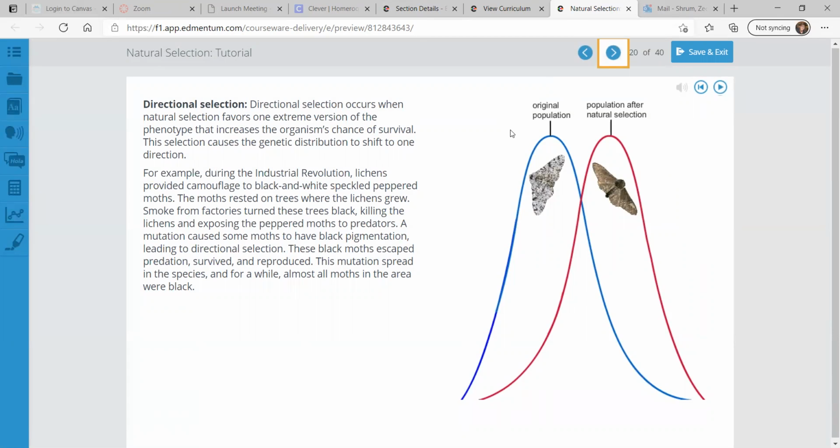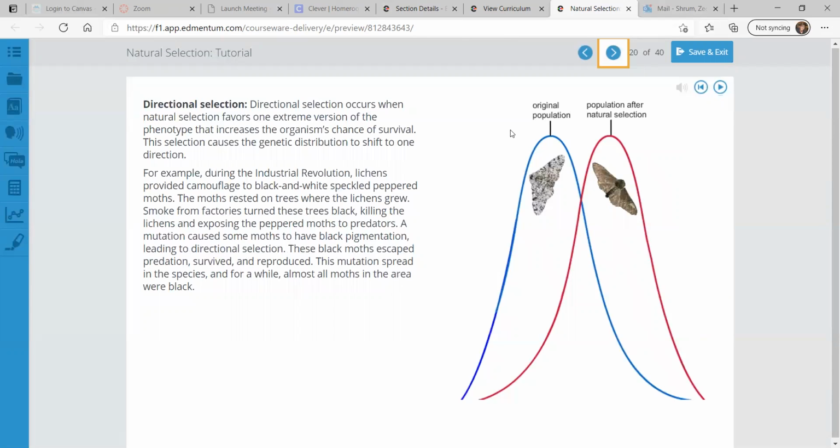Directional selection. This occurs when natural selection favors one extreme version of the phenotype that increases the organism's chance of survival. This selection causes the genetic distribution to shift in one direction. For example, during the Industrial Revolution, lichens provided camouflage to black and white speckled peppered moths. The moths rested on trees where the lichens grew. Smoke from factories turned these trees black, killing the lichens and exposing the peppered moths to predators.